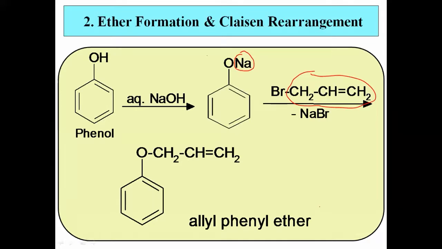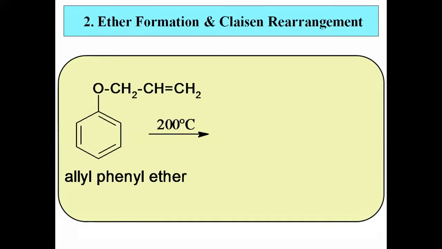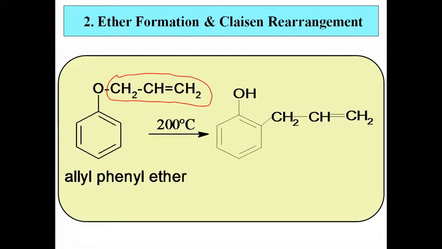Now let us see the second part, Claisen rearrangement. Now let us see what is the next reaction of this allyl phenyl ether. This allyl phenyl ether, further on reaction, is strongly heated. That allyl phenyl ether is strongly heated at temperature 200 degrees Celsius. What happens here? Here also, this group, allyl group, undergoes migration. It migrates from that oxygen to the ortho position.